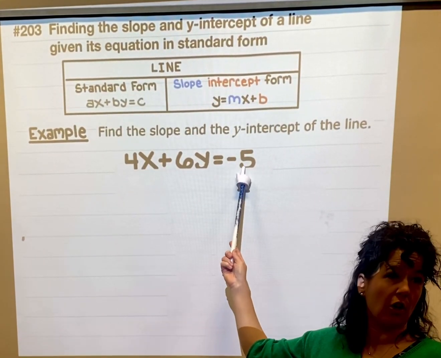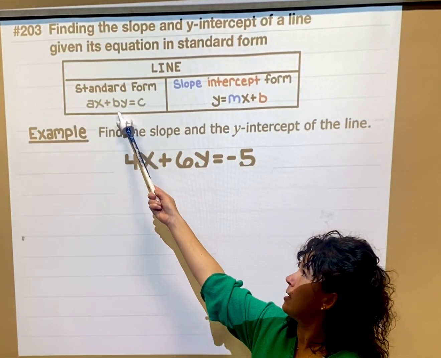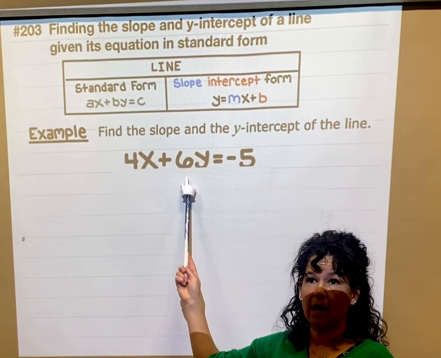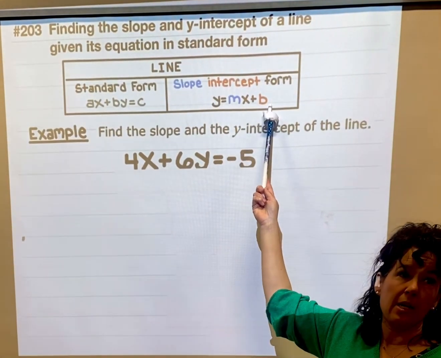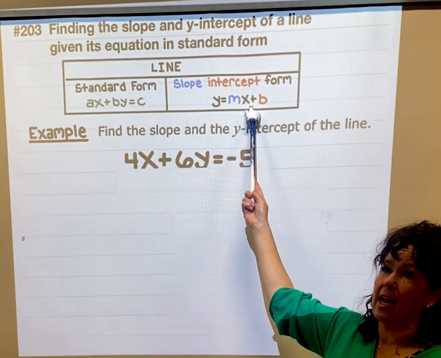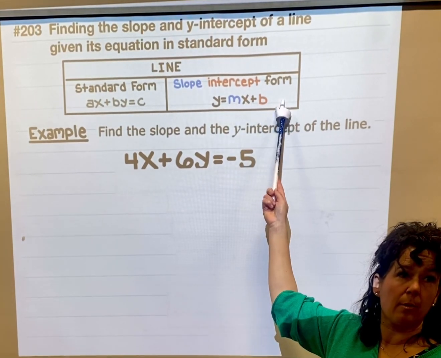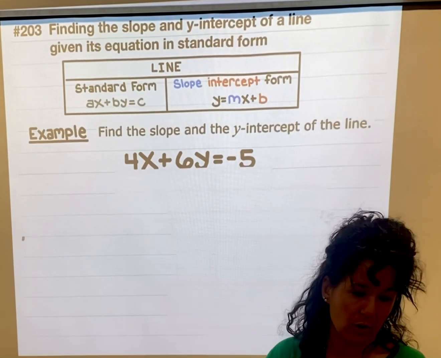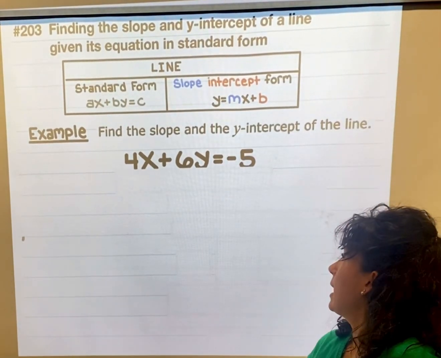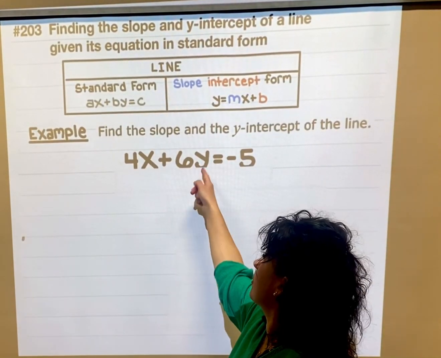This equation currently is written in standard form, but it's a line. So if I made it look like y equals mx plus b, then whatever number's in front of x is going to be the slope, and whatever number's at the end is going to be the y-intercept. So I'm going to go ahead and start solving for y.